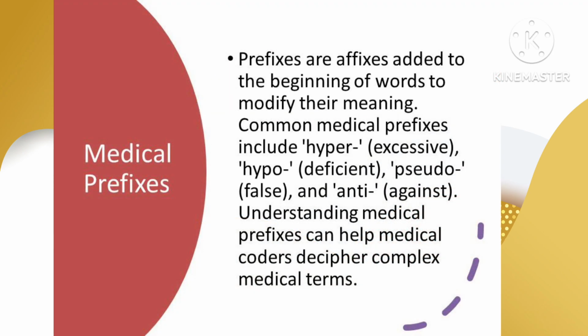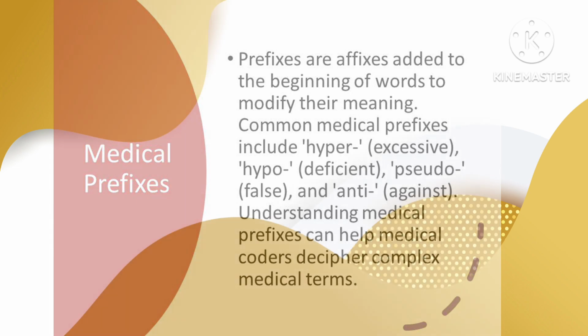Prefixes are affixes added to the beginning of words to modify their meaning. Common medical prefixes include hyper, excessive, hypo, deficient, pseudo, false, and anti, against. Understanding medical prefixes can help medical coders decipher complex medical terms.